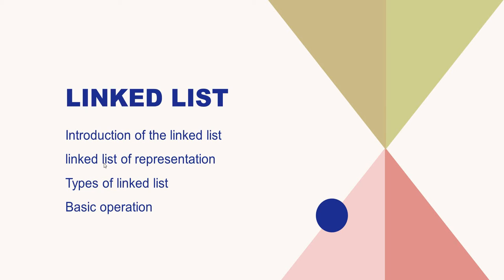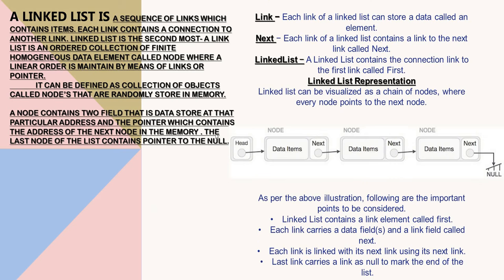Introduction of the linked list. Linked list representation, types of linked list, basic operations. A linked list is a sequence of links which contains items. Each link contains a connection to another link.